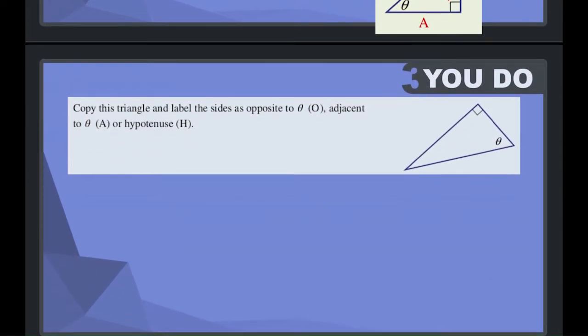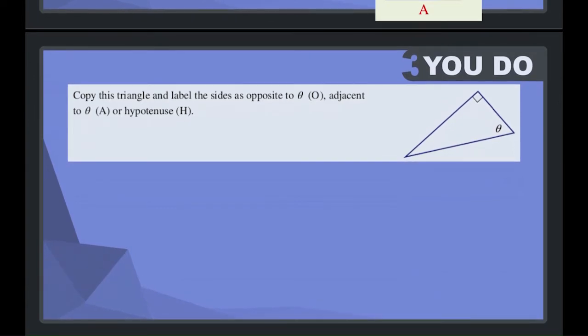Let's work with this a little bit. I want you to just quickly draw a triangle. It can be in this orientation. It can be in any orientation you like, really. And I just want you to put theta in the corner and label O, A and H. It should only take you a second. Pause the video if you need a sec to draw your triangle. Right, you should have had a go at that now. In this case, we've got opposite, hypotenuse, and adjacent.